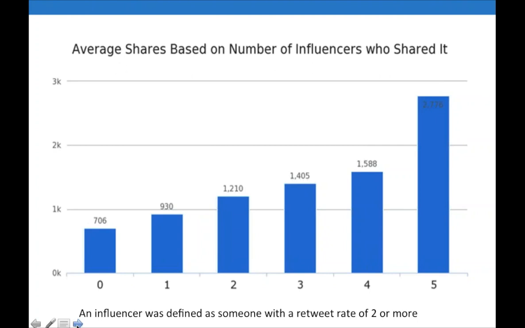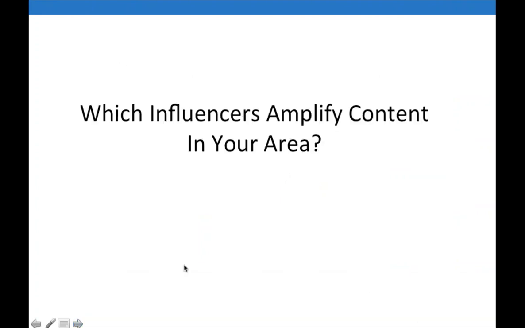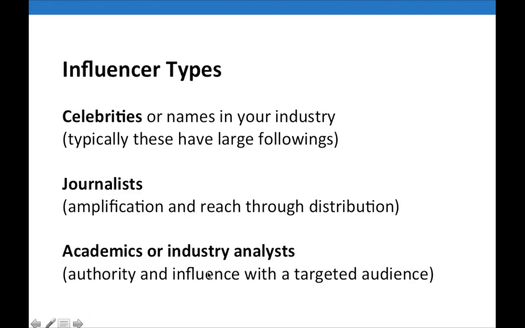So how do you find these people? So how do you know which influencers amplify content in your area? And I'll just take you through a couple of things that I do and a bit of guidelines before then passing over to Paul. So there are different types. So in any industry, there are the big celebrities. I suppose in content marketing, it's somebody like Joe Pulizzi. They typically have large followings. They can be really hard to reach. If you can build relationships, that's great, but they can be very hard to reach because they're in huge demand.